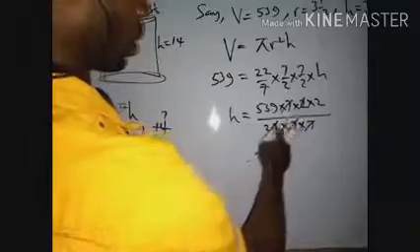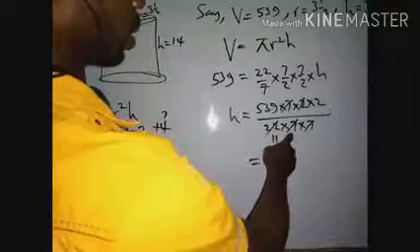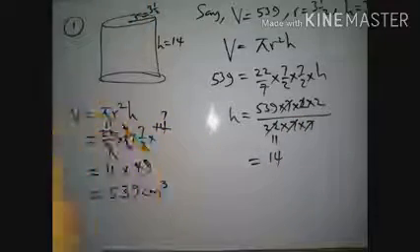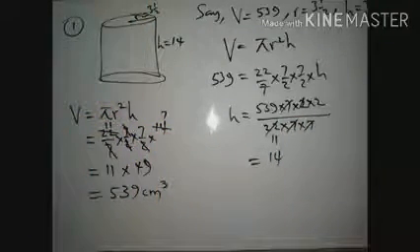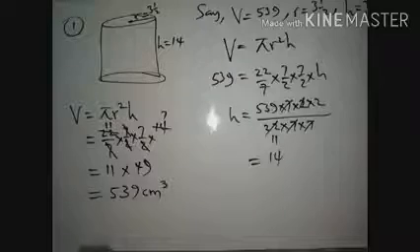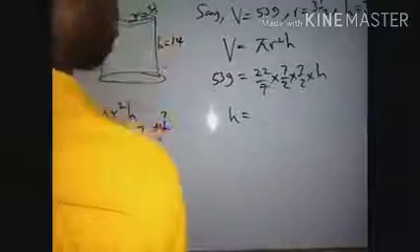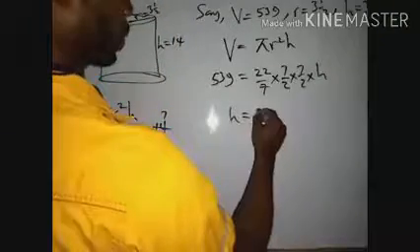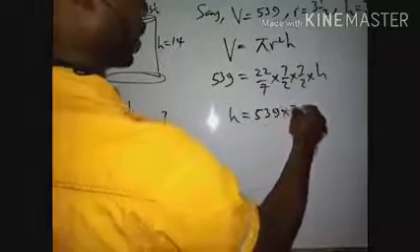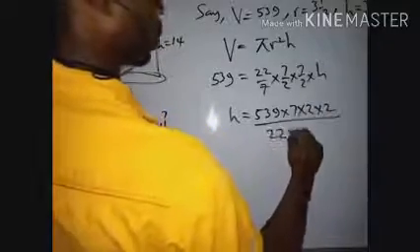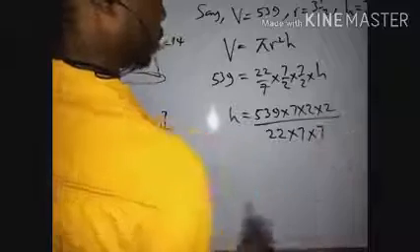This one we cut this one, gives you 11. This we cut this. Okay. Let me cut it again. Let's take our time to cut this so that you can see what I'm talking about. Five, 3, 9 multiplied by 7 by 2 by 2 over 2 times 7 times 7.